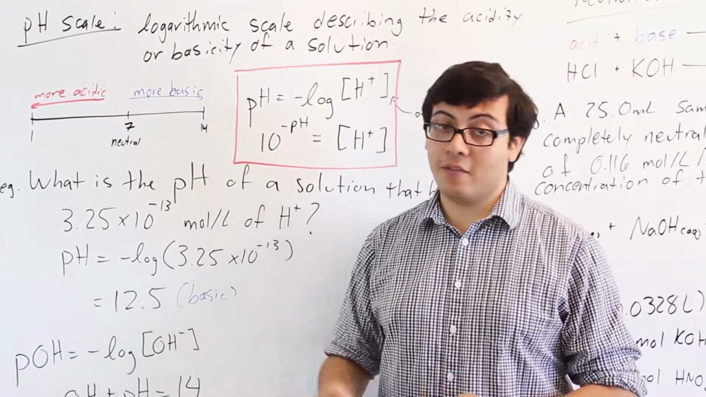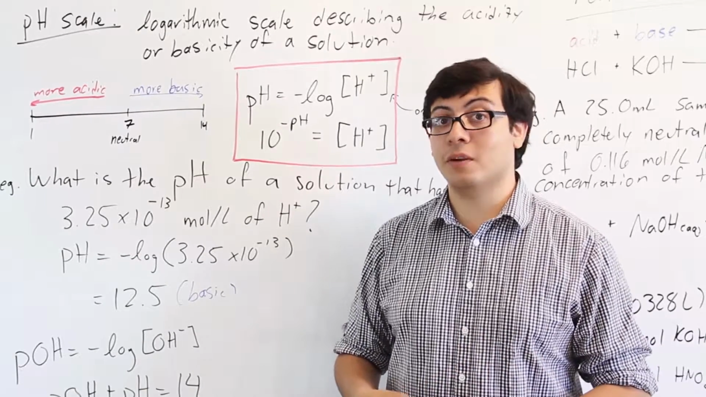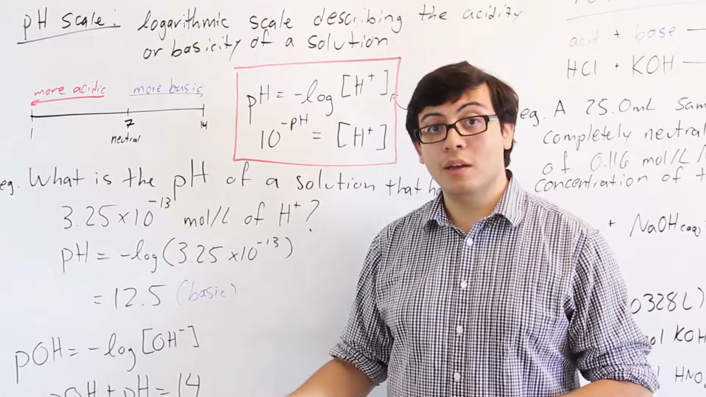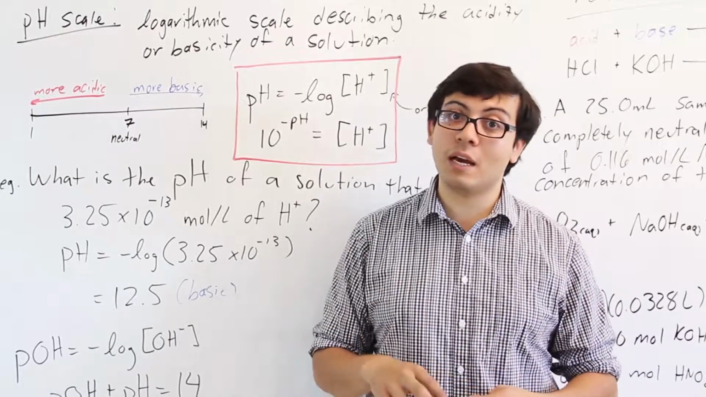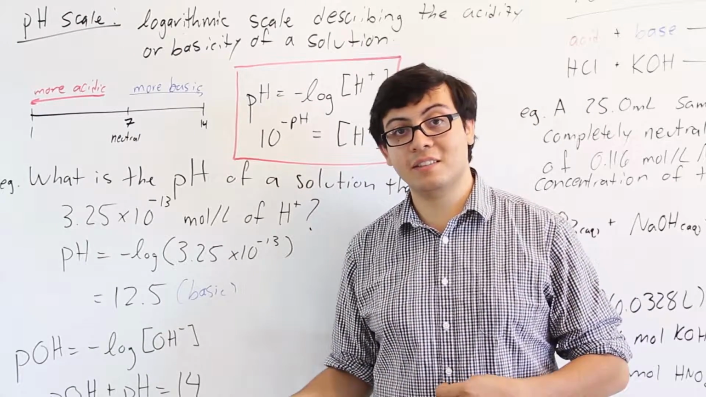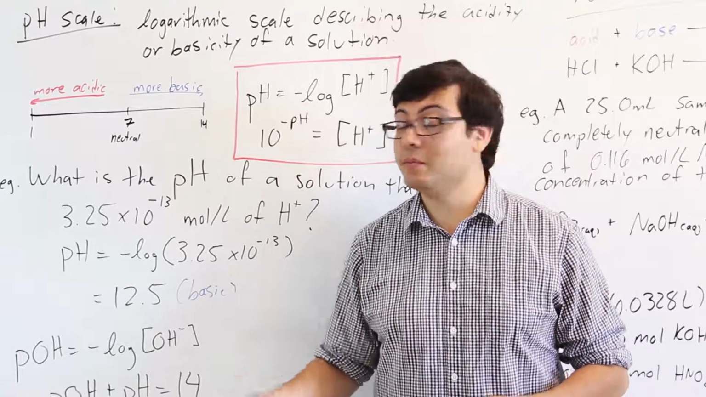If I have a solution with pH 2 and I'm trying to compare it to a solution with a pH of 4, then the pH 2 solution is 100 times more acidic. So it's not 2 times or 1 time more acidic, that doesn't make any sense. It's by a factor of 10.